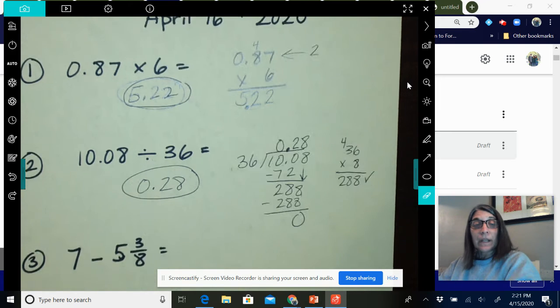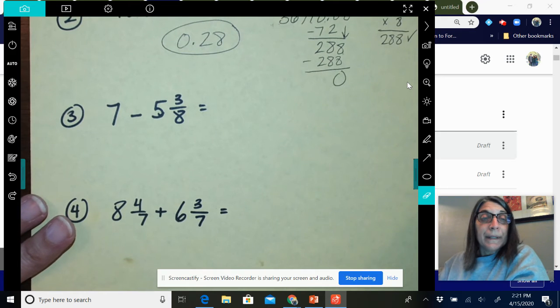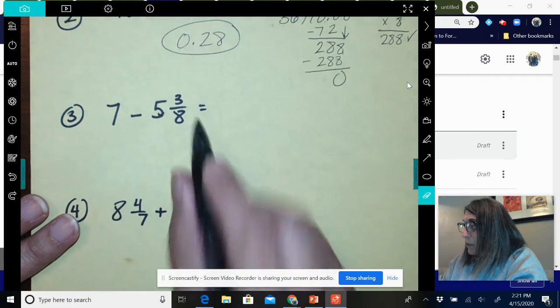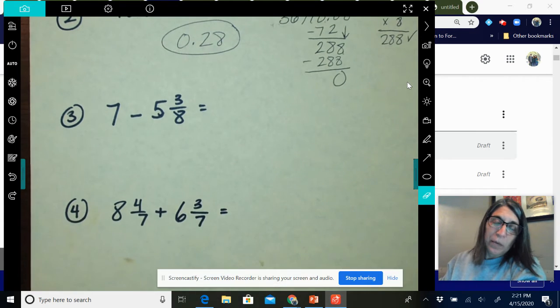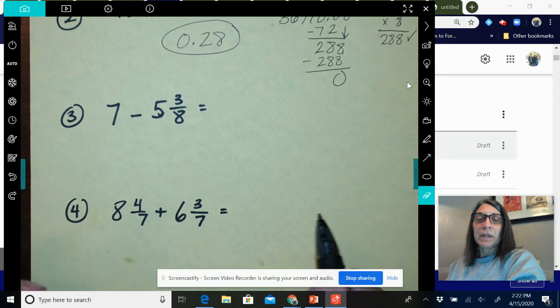Okay, now down here, I had you guys doing some addition and subtraction with fractions. So this one's actually really not that hard. Actually, neither one of them are hard. You could probably do them mental math wise, both of them. But I'm just going to write them out in case you weren't able to do it mental math.